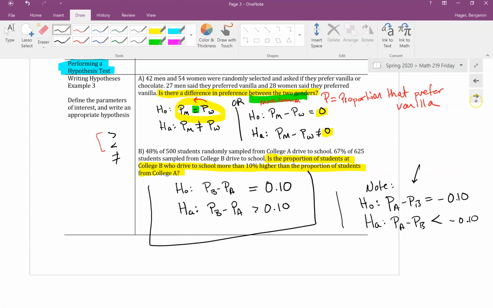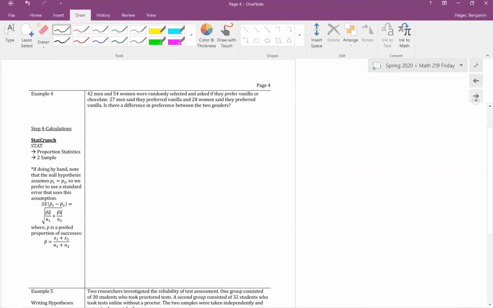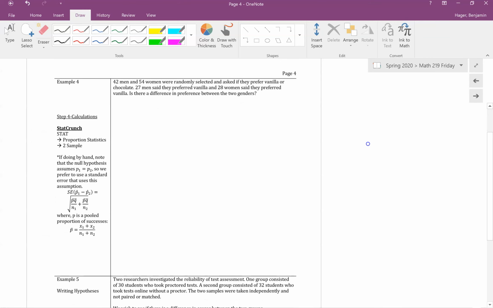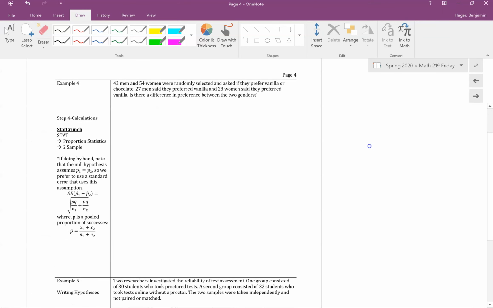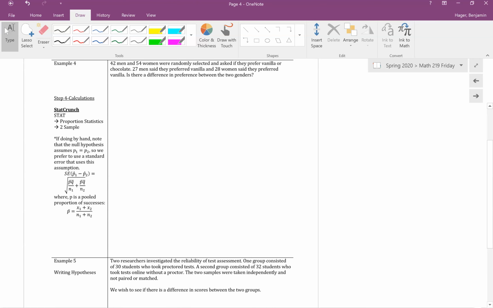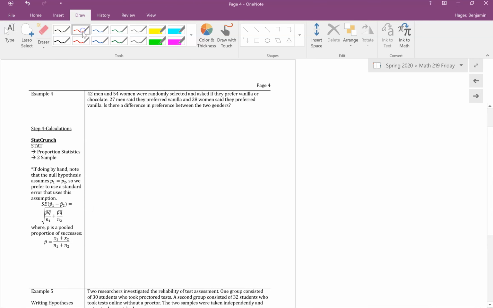All right, let's take a look at this next problem. Okay, let's perform a hypothesis test here, on that same question of men and women who prefer vanilla. And I want to take a minute and talk about this. So let's read the problem.